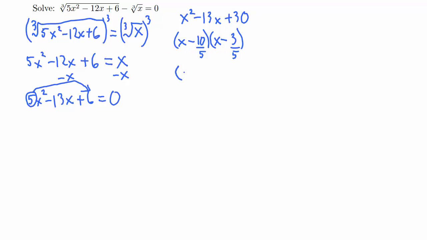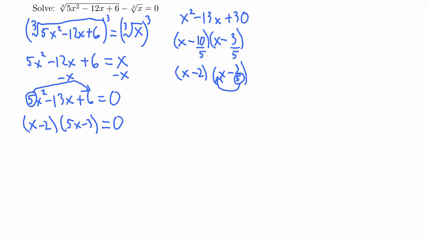And then I'm going to simplify. That gives me x minus 2 times x minus 3/5. And anytime you have a denominator, it goes up in front of the variable within that factor. And that's going to give you x minus 2 times 5x minus 3. And again, still equal to 0.